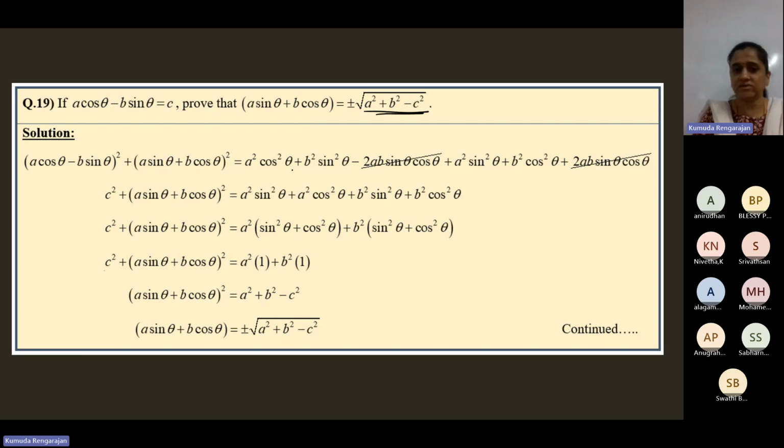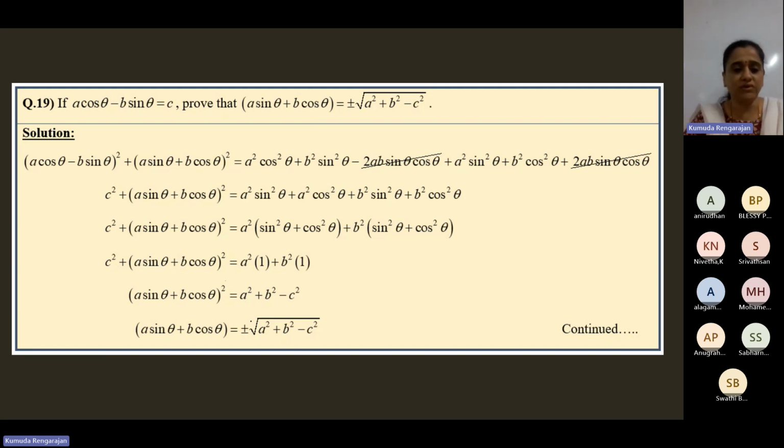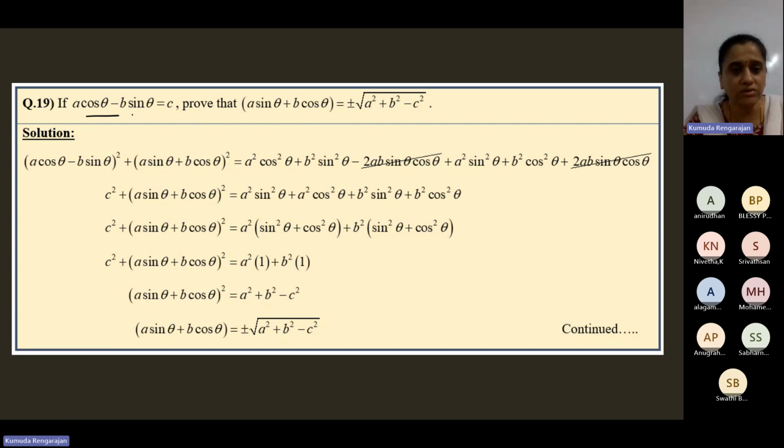How to move, like what next? So see what you have to prove. A square plus B square minus C square. So you'll have to transpose this. C square, bring this to the other side. All right, so minus C square, correct? So A sine theta plus B cos theta, the whole square is equal to A square plus B square minus C square. So A sine theta plus B cos theta is equal to plus or minus square root of A square plus B square minus C square. Okay, so super easy. Just remember the procedure. All right, when you see this question, this is what you should tell yourself. This procedure, you should, like a theory, like a question and answer, remember the procedure for the answer. That's all.